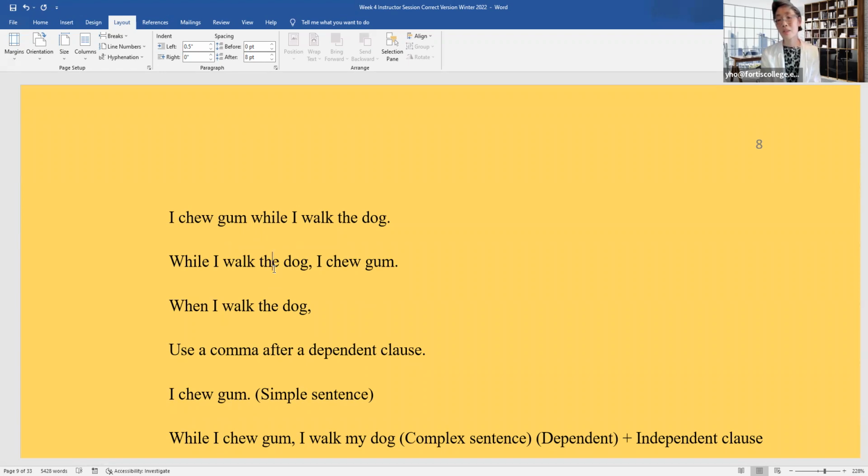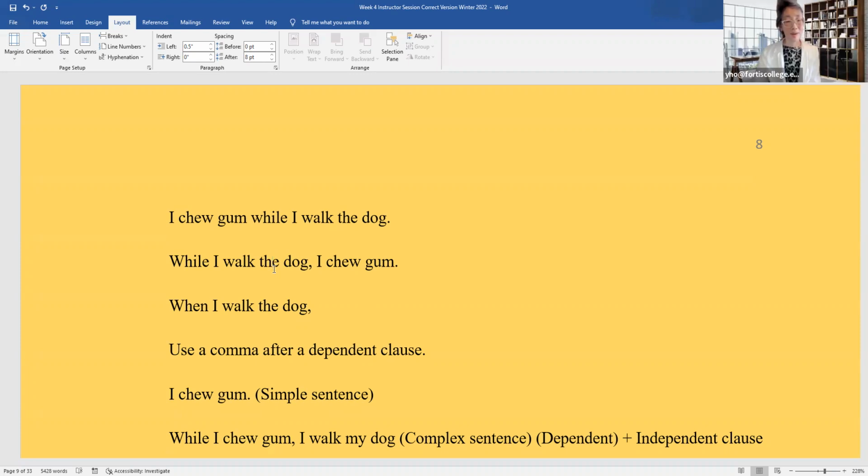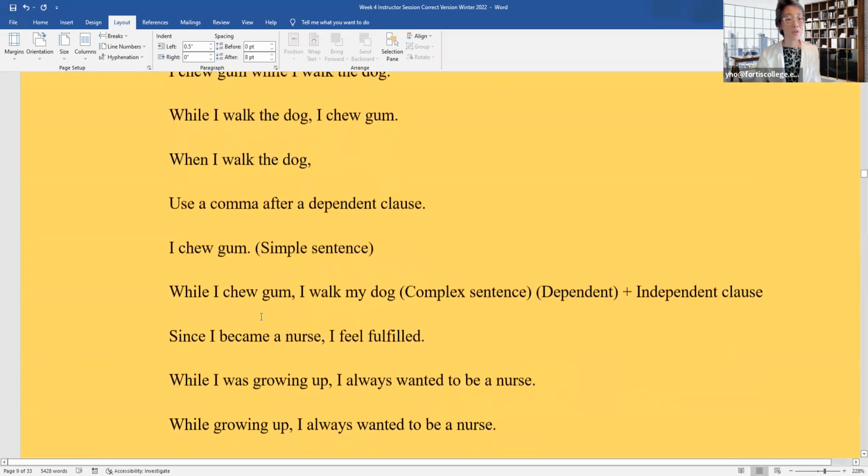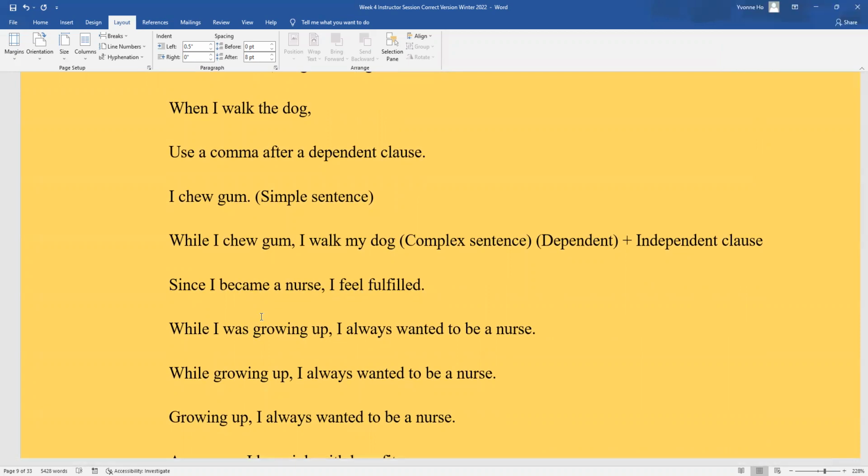What is the position of the dependent clause? Why is there a comma there? Can anybody help Mavel? Because while I walk the dog is at the beginning. Exactly, it's at the start. And while I walk the dog, is that a complete sentence or a sentence fragment? It's a fragment.